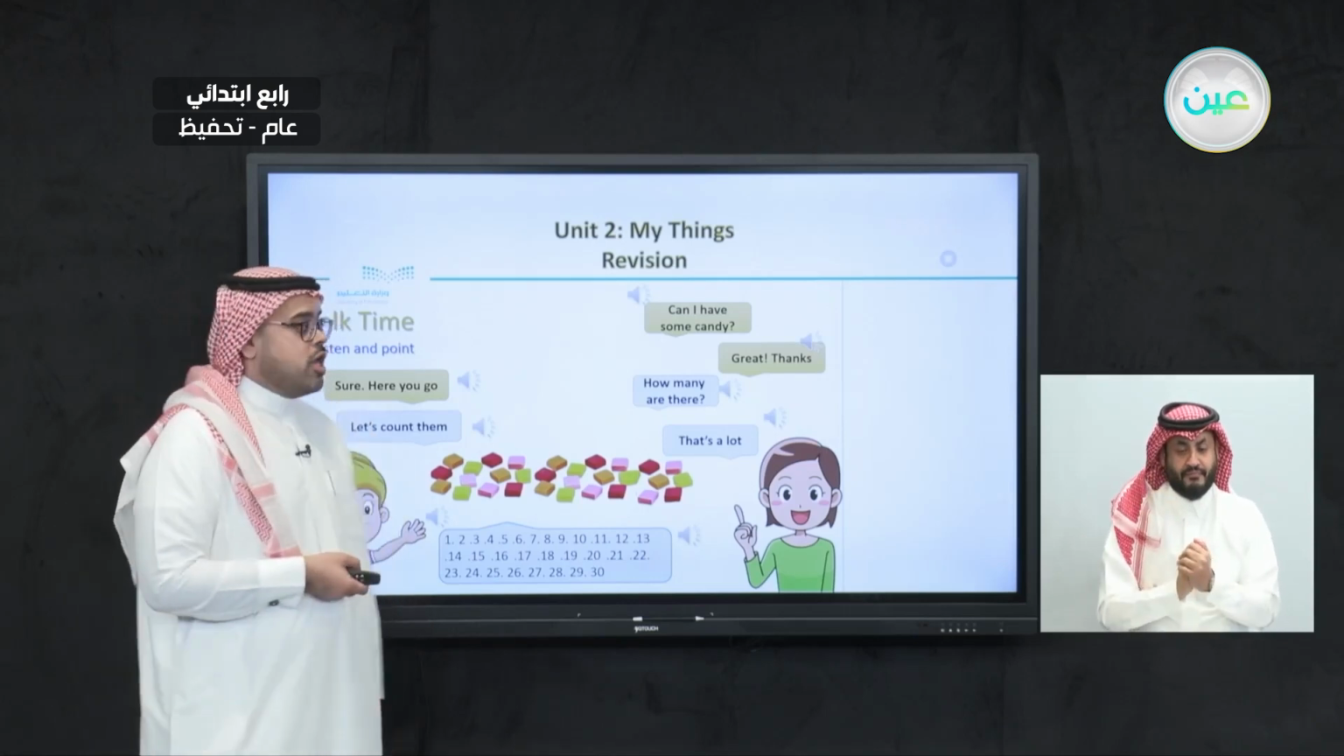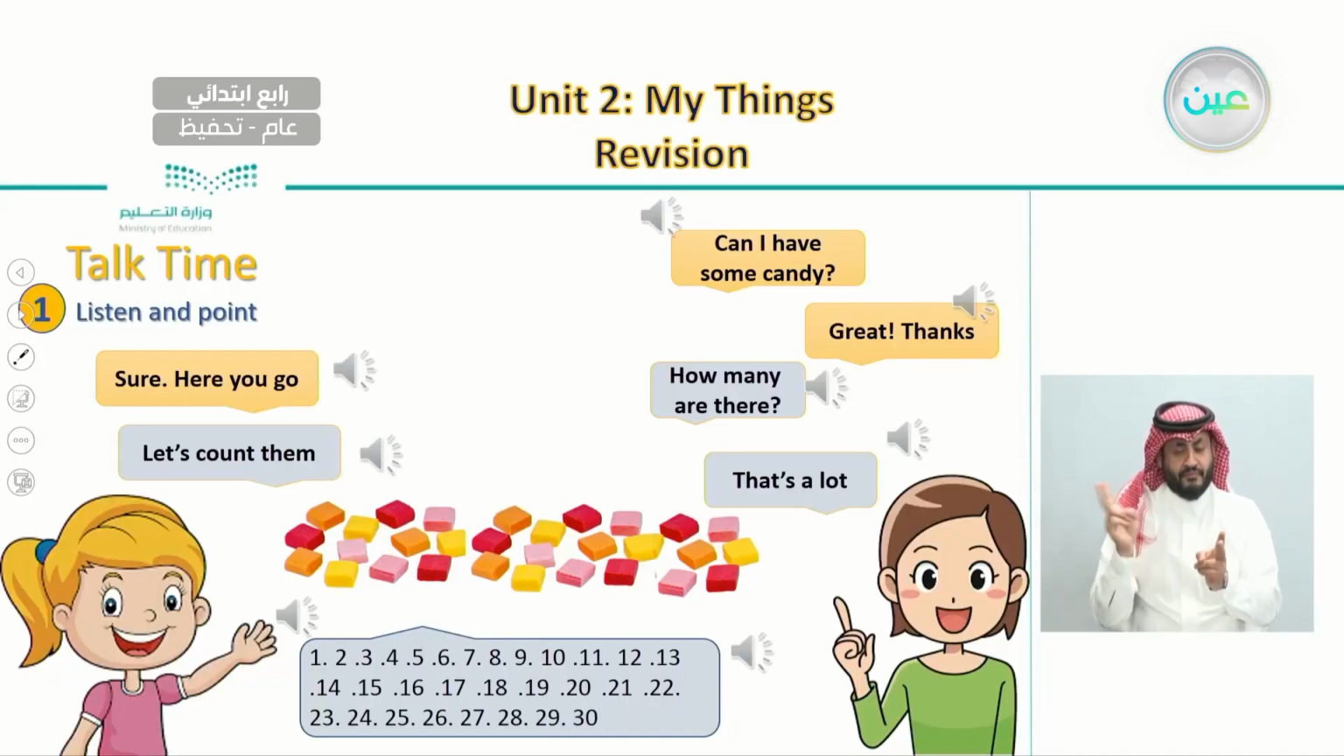And after this, she's asking about a number, about how many candies her friend has. And the question was, "How many are there?" So she's asking about how many candies her friend has. And her friend says, "Let's count them." So in this lesson, we did listen and we did count all these candies, and we figured that we have up to 30 candies.